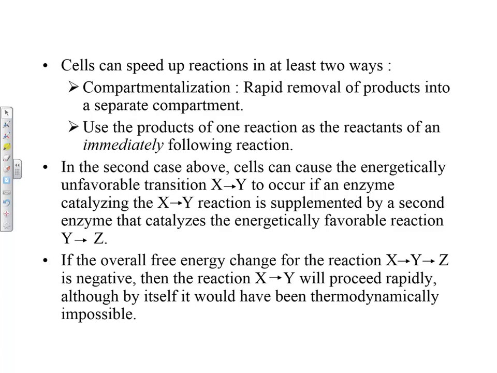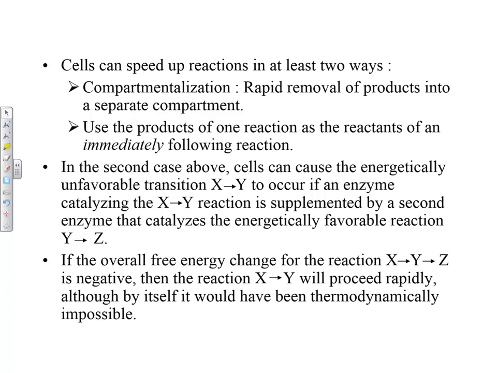So cells can speed up reactions in at least 2 ways. Number one, compartmentalization, where they rapidly remove the products into a separate compartment. And the second way is to use the product. Instead of removing it, if you make the product immediately react with something else and disappear, that will also work. So use the products of one reaction as the reactants of an immediately following reaction.